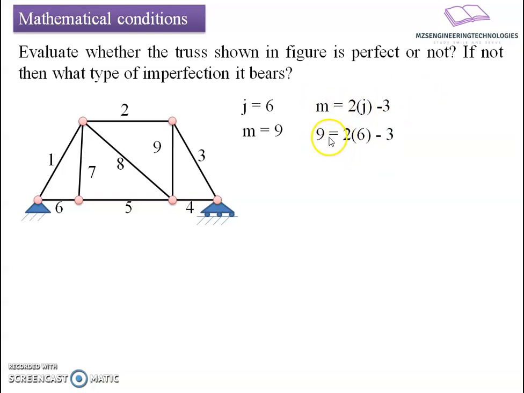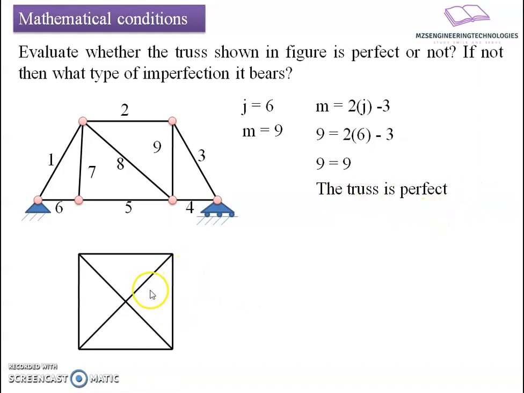If I substitute the values here, 9 members, 2 into number of joints, which is 6, minus 3, it gives 9 equals 9, which means both sides of the equation are balanced. Then I am going to say the truss is a perfect truss. Okay, now let's have the second example here.